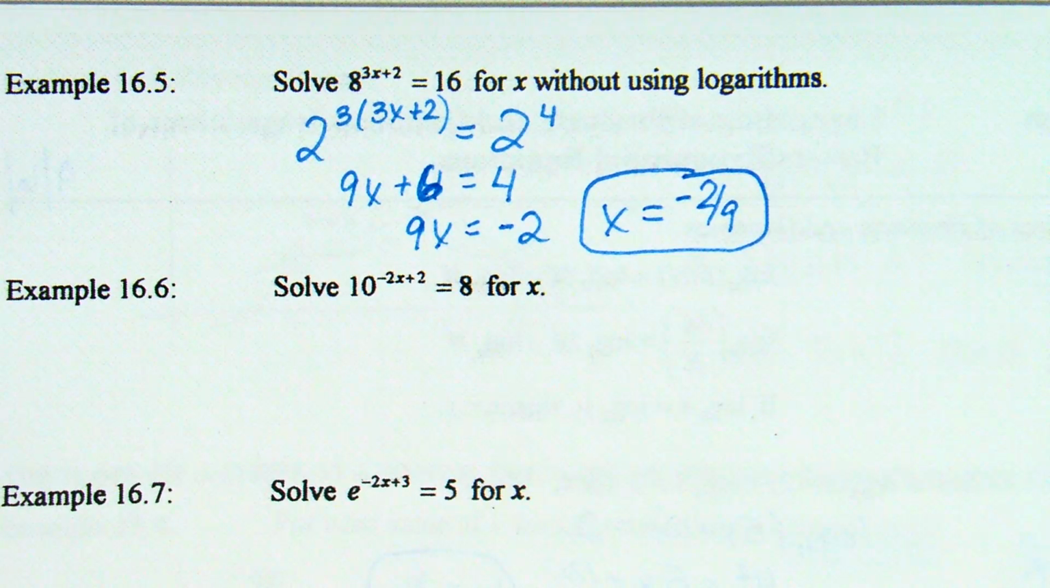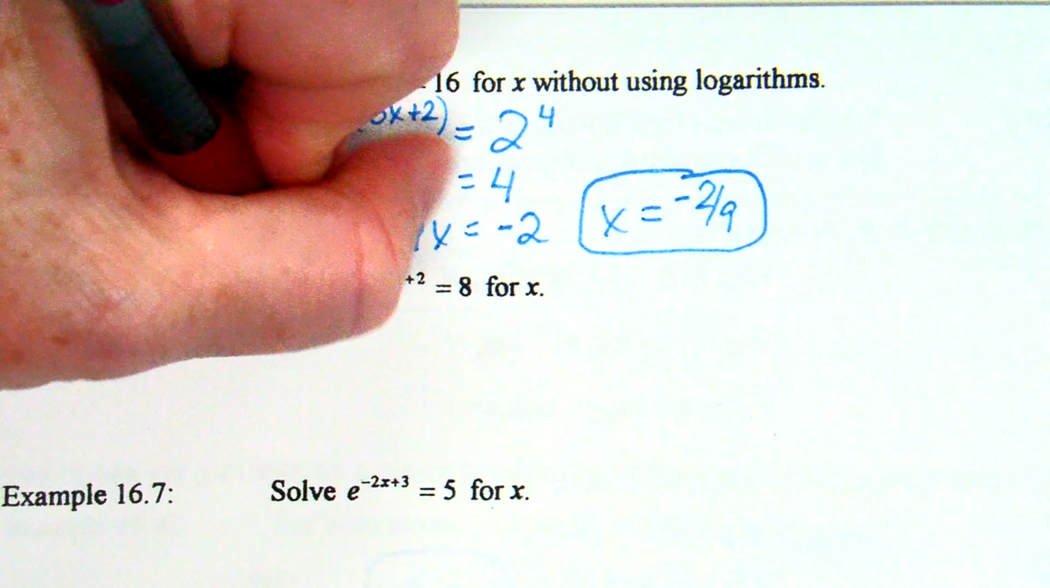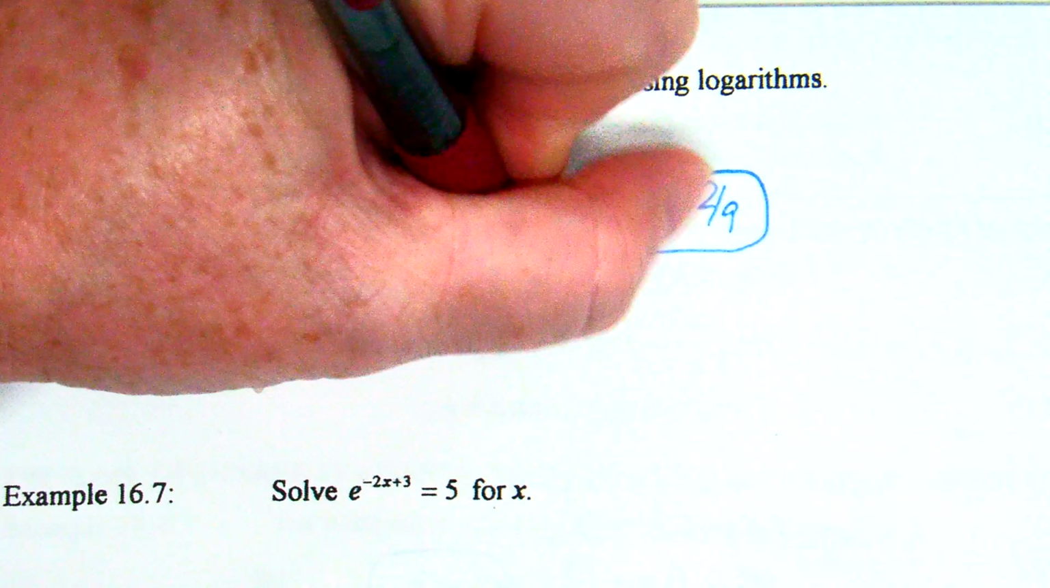Okay, example 6. Can 10 and 8 be rewritten with the same base? No, because 10 is 2 times 5. There's no rewriting that. So the other option is to take the log of both sides. When we say take the log of both sides, that just means write the word log in front of each side. So log of 10 to the negative 2x plus 2 equals log of 8.